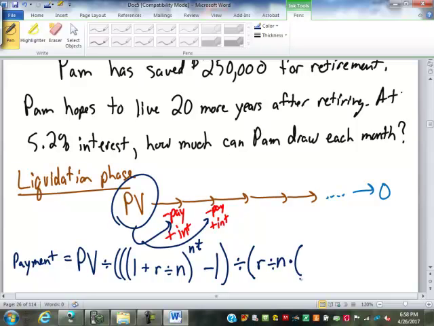Times, open parentheses, 1 plus R divided by N, close parentheses, to the power of N times T. And I know you're probably at the edge of your paper right now. Close and close.